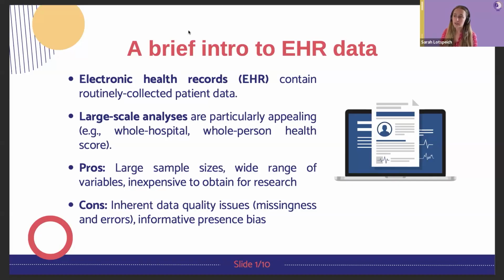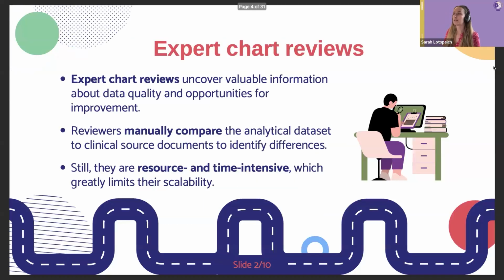Now, the inherent cons about EHR and routinely collected data are that they're collected in the fast-paced world of clinical care, which means that they're prone not only to measurement error, but also to informative presence bias and informative missingness. For example, a doctor isn't going to order a lab just because we want the data. They're going to order a lab because they think it's clinically indicated. And so in this talk, I'm going to focus just on missingness as one of these cons.